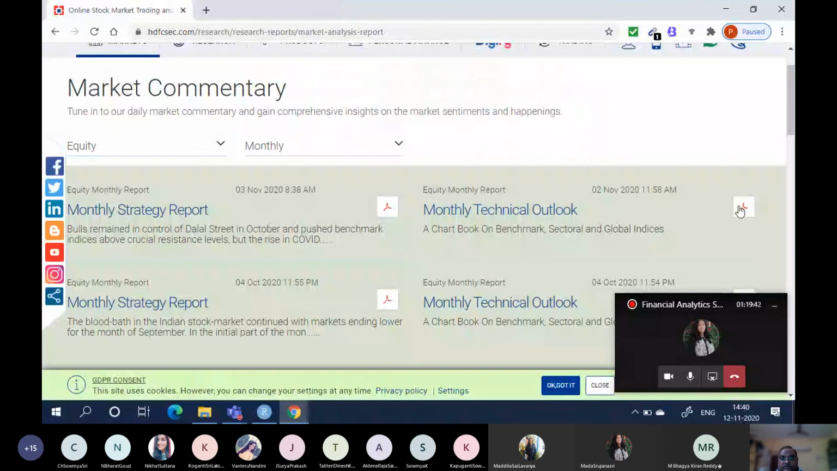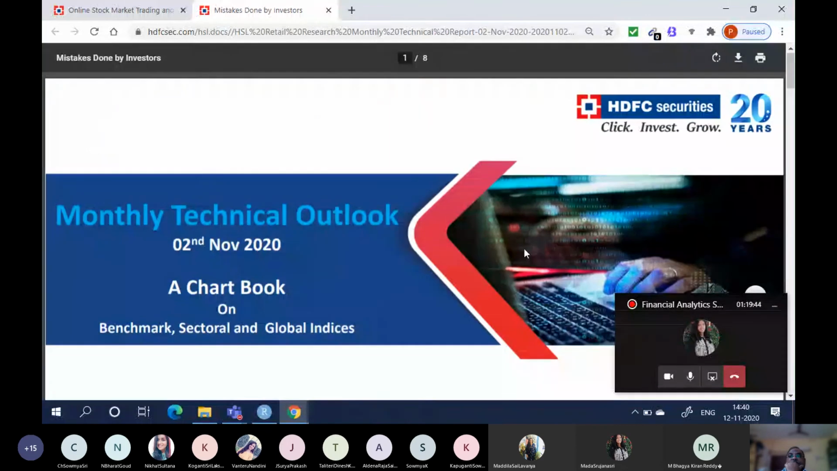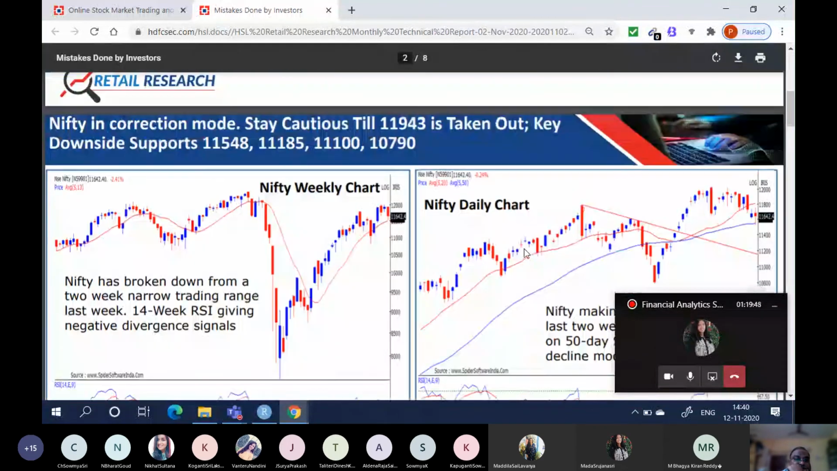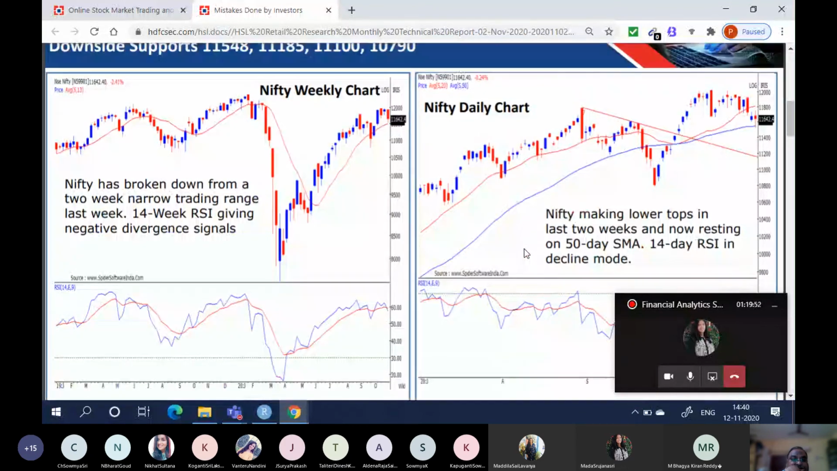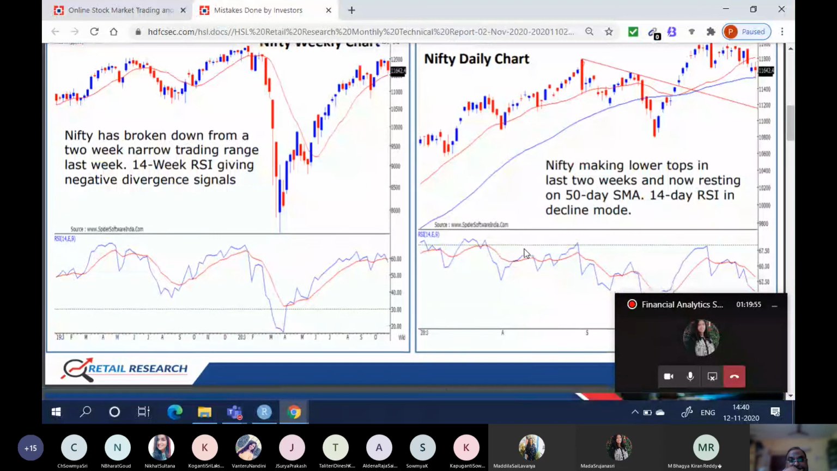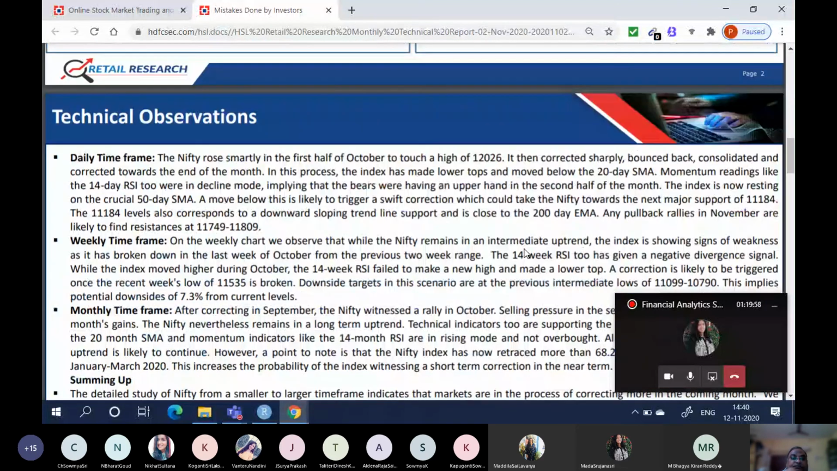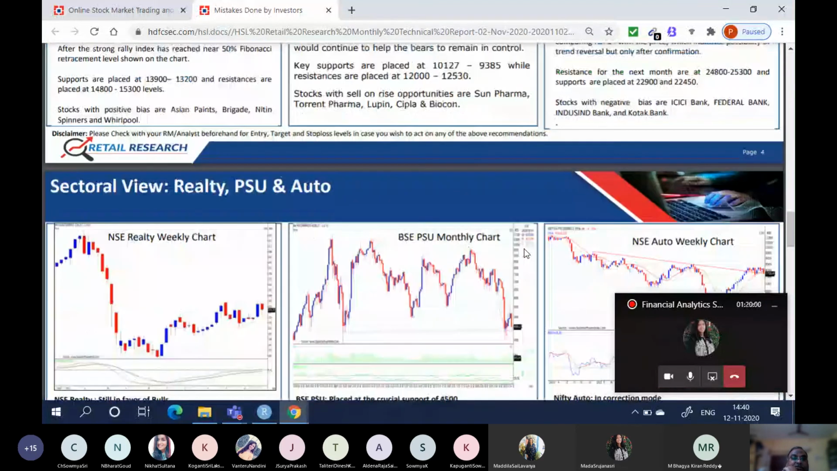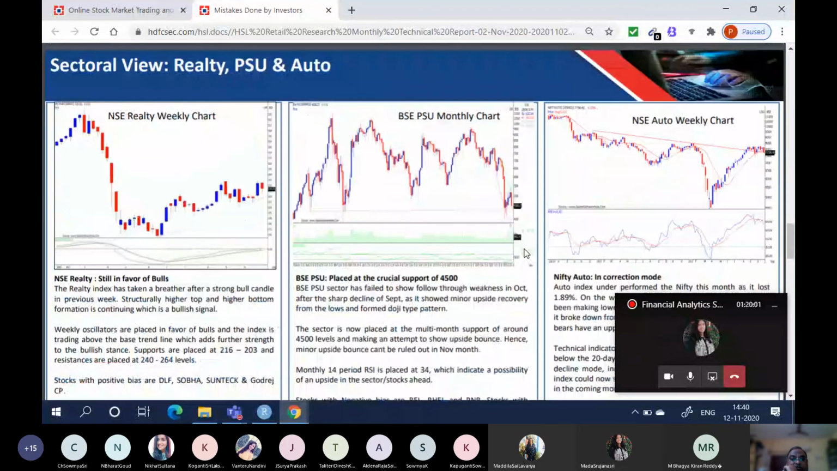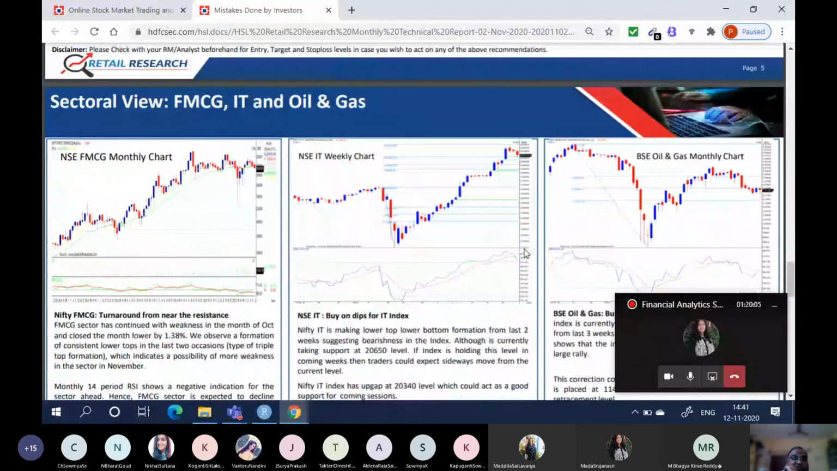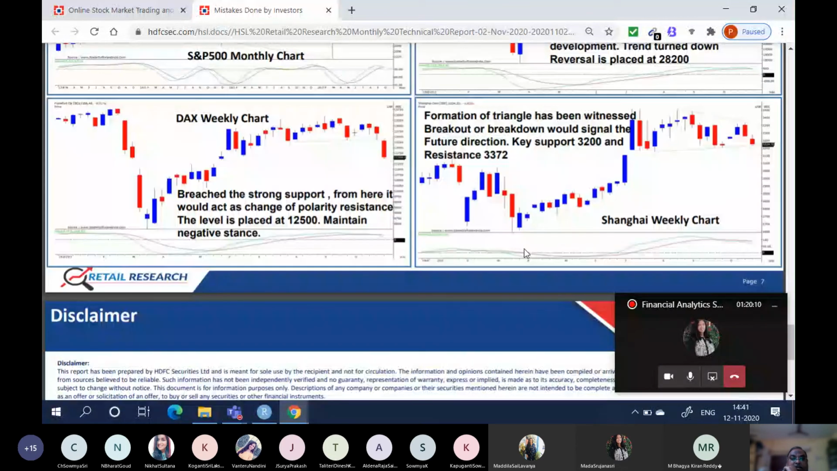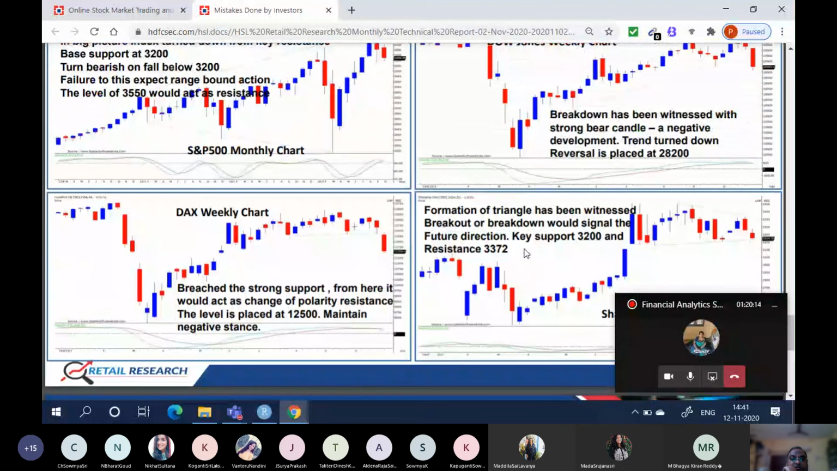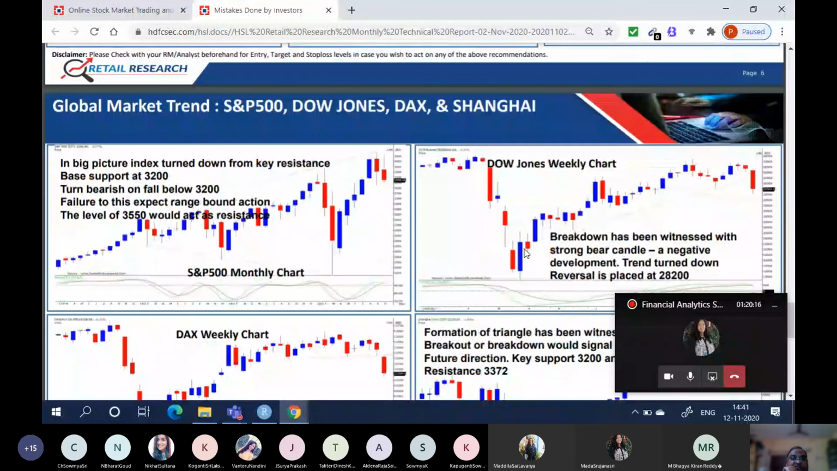Here, the monthly technical outlook is here. Nifty has broken down from a 2-week narrow range. RSI signals negative divergence. Similarly, RSI. Then PSU, Auto. This is monthly, IT weekly. Oscillators and RSI are widely used by the HDFC guys. This is okay.